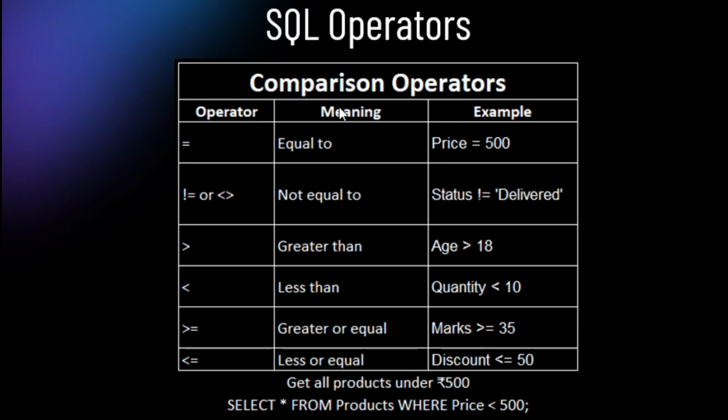So the first operator type is comparison operators. As the word itself indicates, we are comparing two values. And how do we compare? We compare values with operators such as equal to, not equal to, and whether it's greater or lesser than a value.